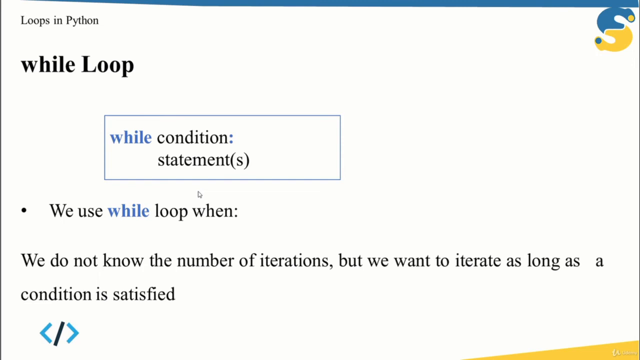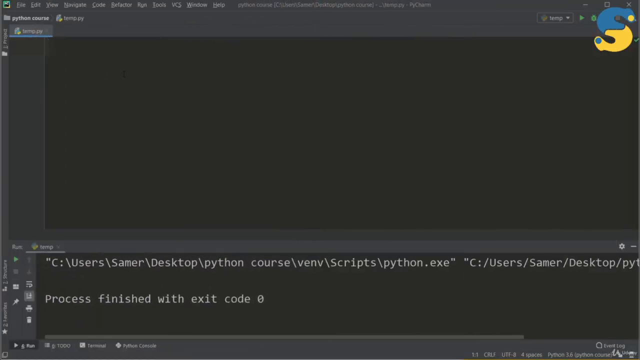So previously, I don't know how many times I want to iterate, but there is a condition. As long as this condition is satisfied, I will execute the loop body. Let's move now to the PyCharm IDE to see some code examples about while.